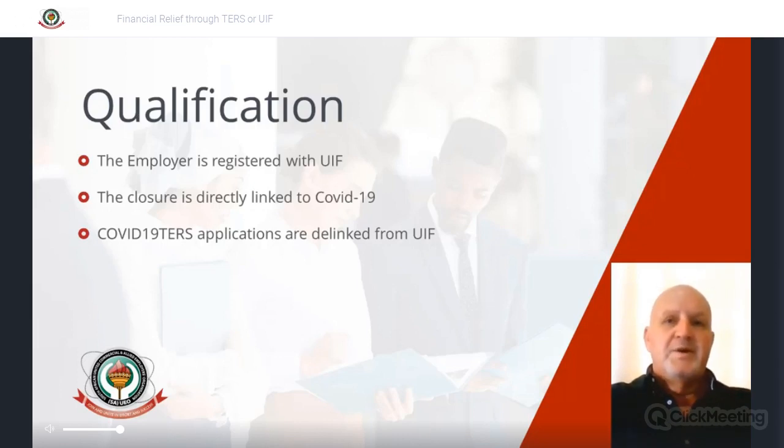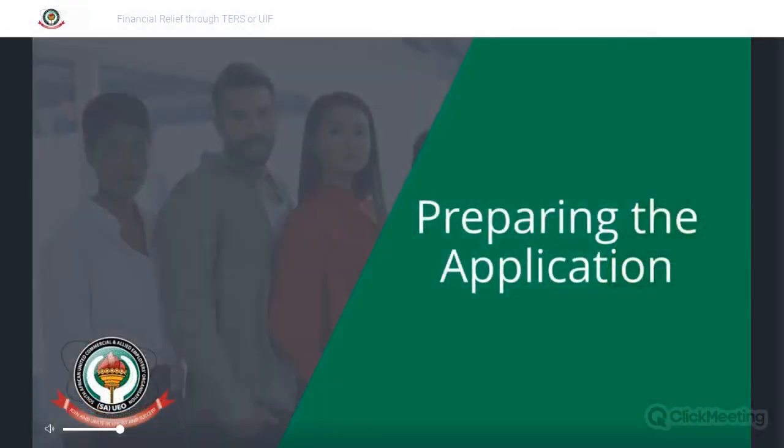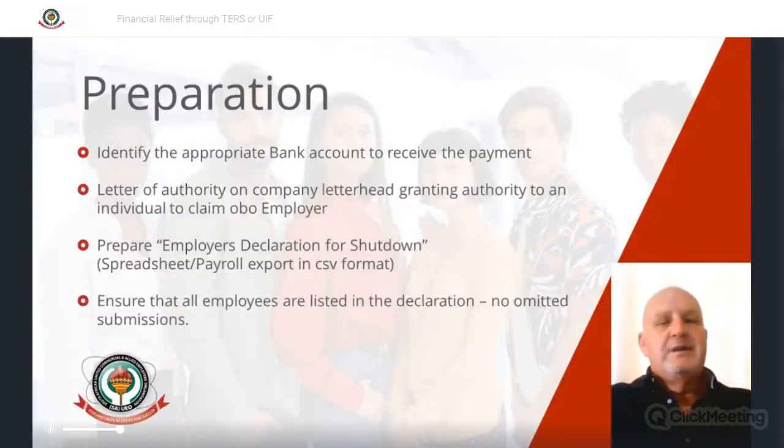If you can recall, initially we spoke about the illness benefit and reduced working time. That would be normal UIF benefits, and I will still deal with those applications later on in the presentation. How to prepare your application. Remember, this application is for the period from the 27th of March until the 16th of April. If the lockdown is extended, then a second application will have to follow. But this is the initial period, from the 27th of March until the 16th of April.